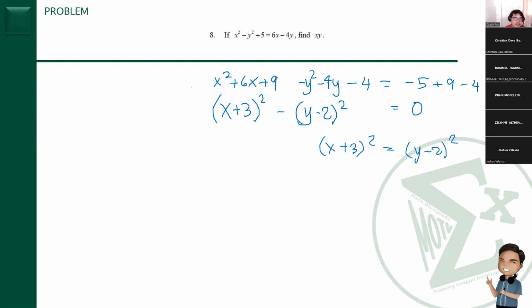I'll just continue this one. So x is -3 and y is 2, right? If you're dealing with this one, 0 is equal to 0. So when you have that one, xy should be -6. Oh, -6, my bad. It should be -6 also. Negative, negative. Okay, positive, positive. Let's be positive.